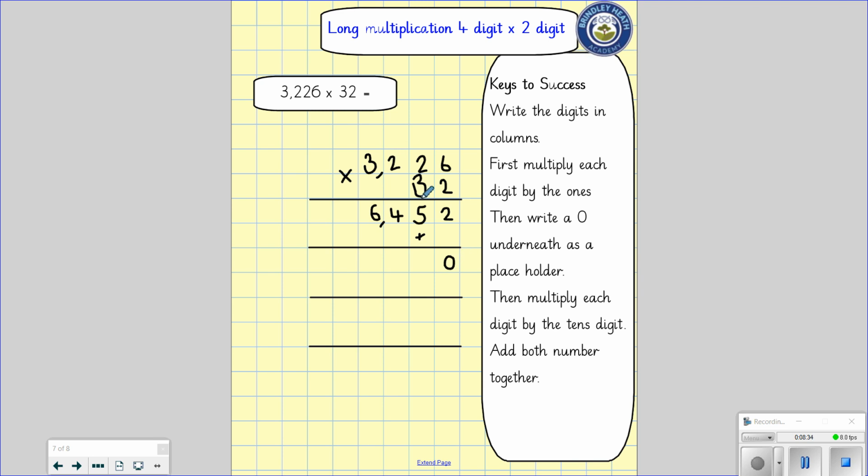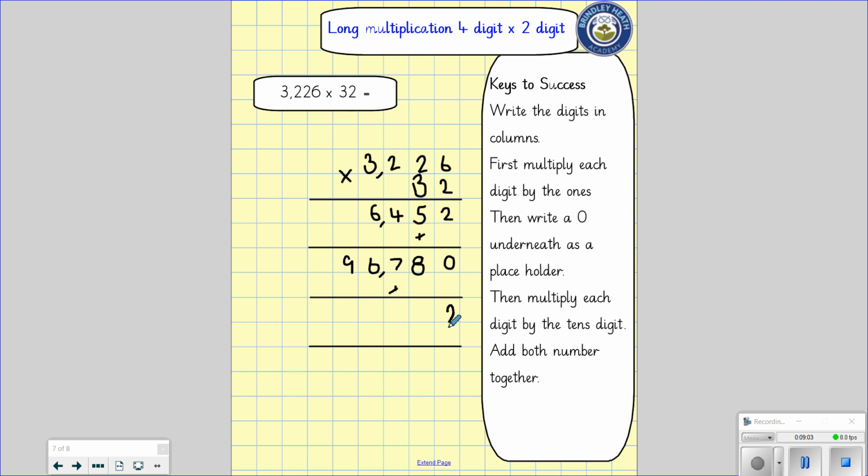Then I've got to remember that 0 because I'm now going to be multiplying my digits by the tens number. So 3 times 6 is 18. 3 times 2 is 6, plus the extra 1 is 7. 3 times 2 is 6, and 3 times 3 is 9. And I can bring my comma down to separate my thousands and my hundreds. Then I've got to add both of those numbers together using my column addition.